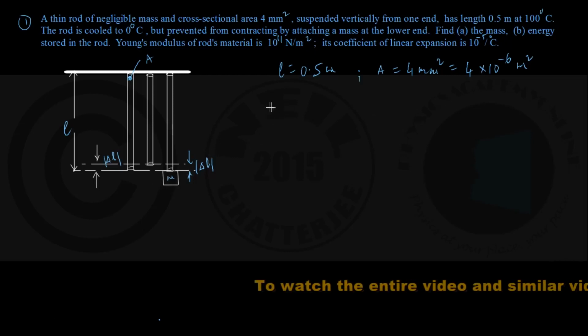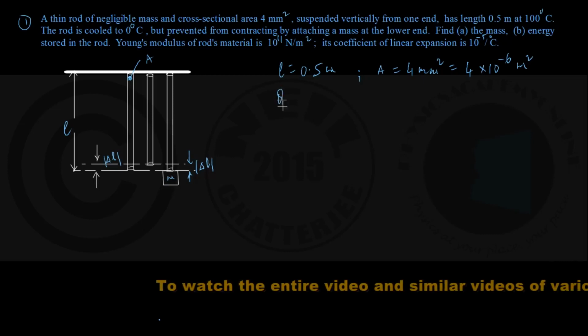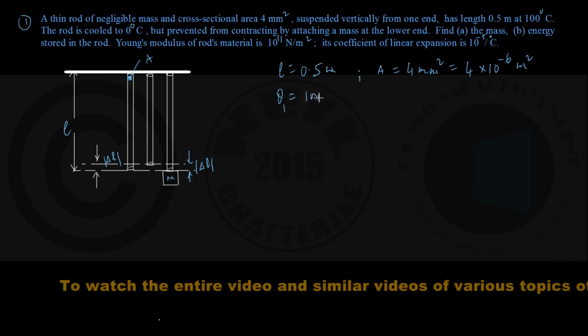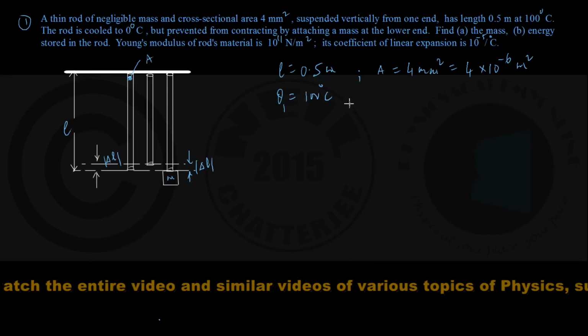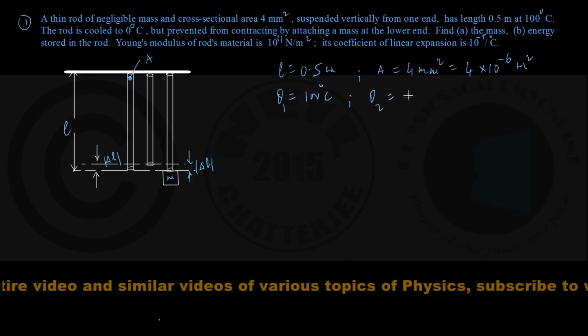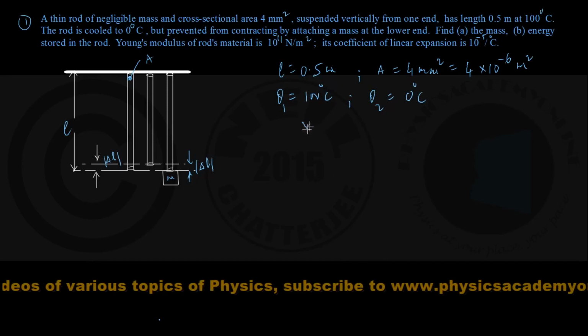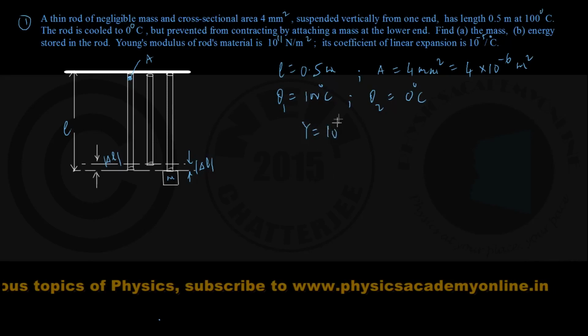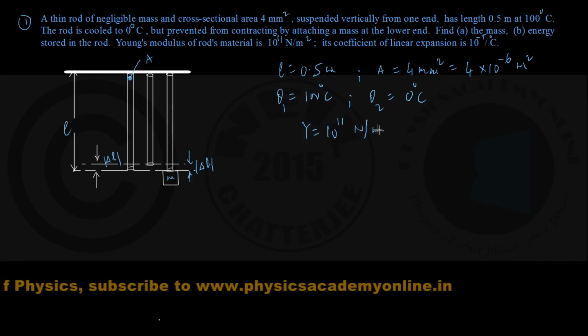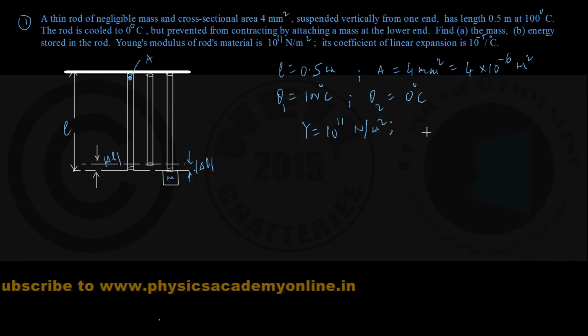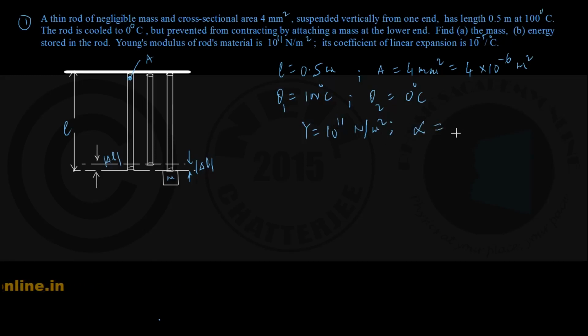They are telling initial temperature of the rod theta 1 was 100 degrees Celsius and the final temperature theta 2 is equal to 0 degrees Celsius. The Young's modulus for rod's material is given to be 10 to the power 11 Newton per meter square, and the coefficient of linear expansion of the rod's material, alpha, the usual symbol for that, is given to be 10 to the power minus 5 per degree Celsius.